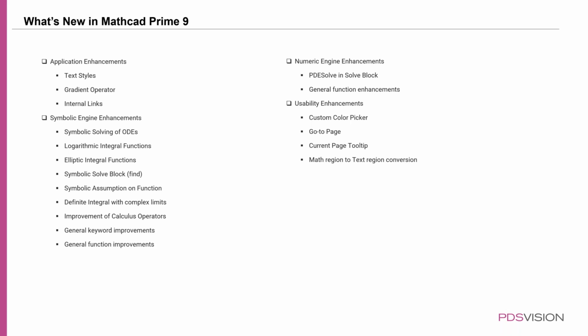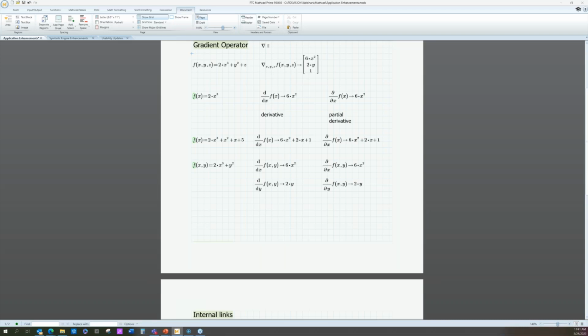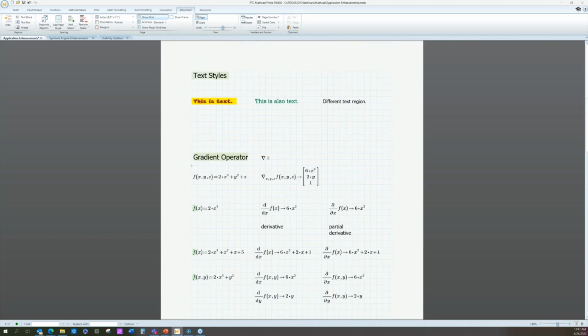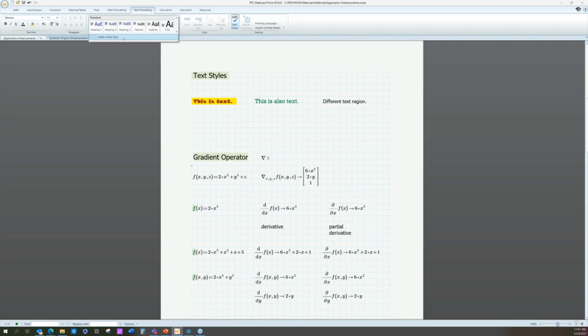Let's talk a little bit about the enhancements on the application side. They brought text style, gradient operation, and internal link, as you see in the style. In the menu you have different predefined text styles, like in a Word document, and you also have the possibility to create your own style if you want a particular style.